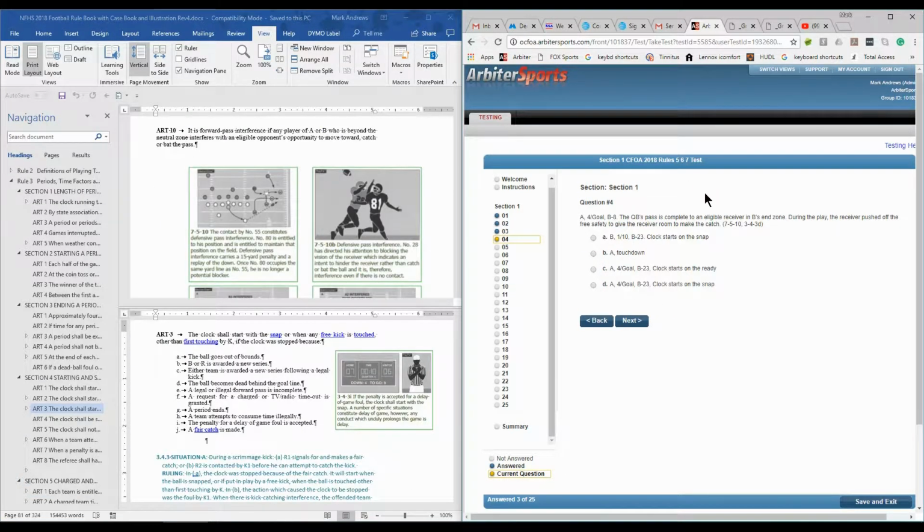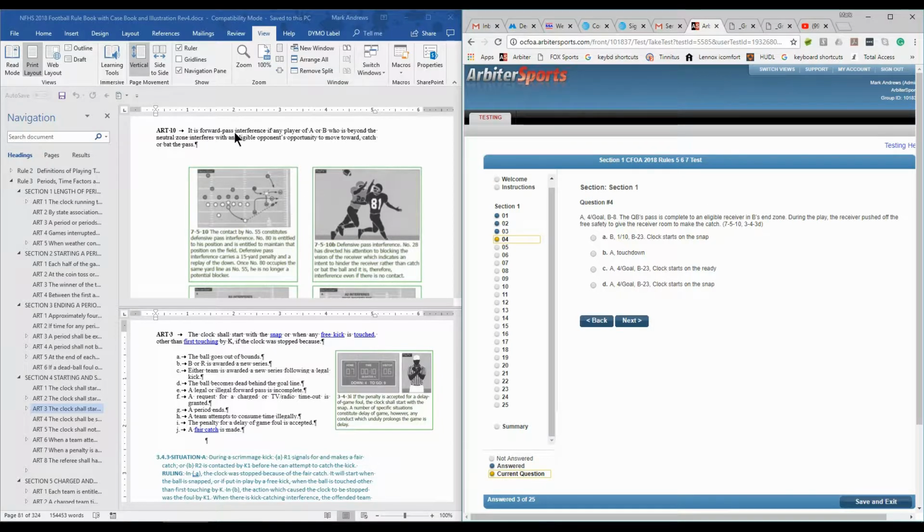Team A, 4th and goal on the B8. The quarterback's pass is complete to an eligible receiver in B's end zone. During the play, the receiver pushed off the free safety to give the receiver room to make the catch. The rules reference 7-5-10 and 3-4-3D. Now, there's several components here. Not to mince words, but basically we have a pass interference by the offense.